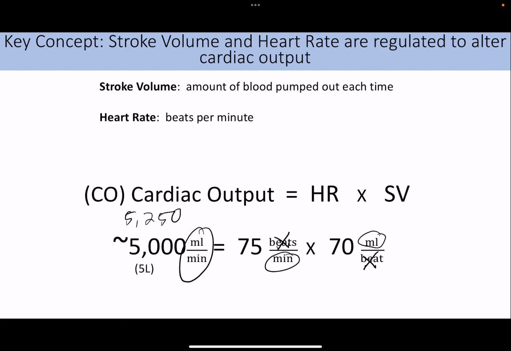If you needed a calculator, I would give you a calculator, but most likely it's going to be these values, the average values, and these are the values at rest. Okay, so make sure you know these are our values at rest.